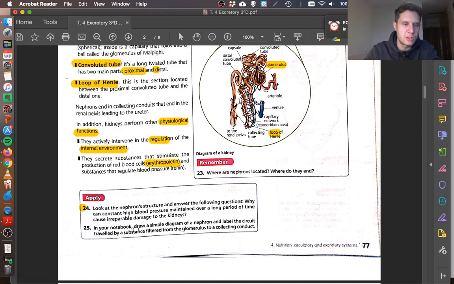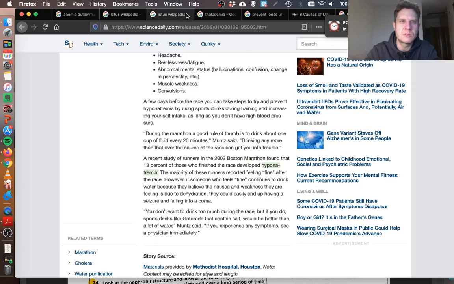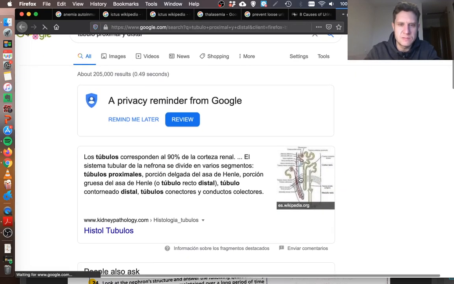In your notebook, draw a simple diagram of a nephron and label the circuit travelled by the substance filtered from the glomerulus to the collecting ducts. I was trying to find these kinds of images.